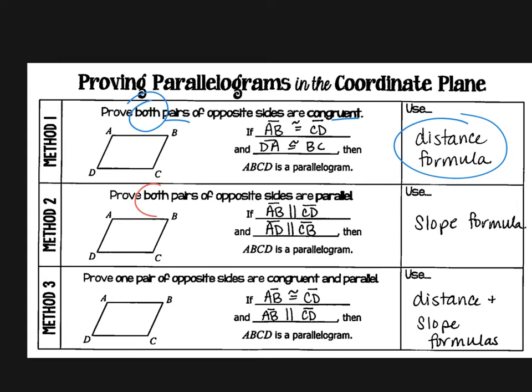Or we could prove that both pairs of opposite sides are parallel, and we'll use the slope formula to do that. Or we could show that one pair is both congruent and parallel using the distance and the slope formula, but for only one pair of sides. And it doesn't matter if you choose the top and the bottom or the left and the right. That's up to you. If it is a parallelogram, it works on both. If it isn't, then it will show that there is some sort of a discrepancy.